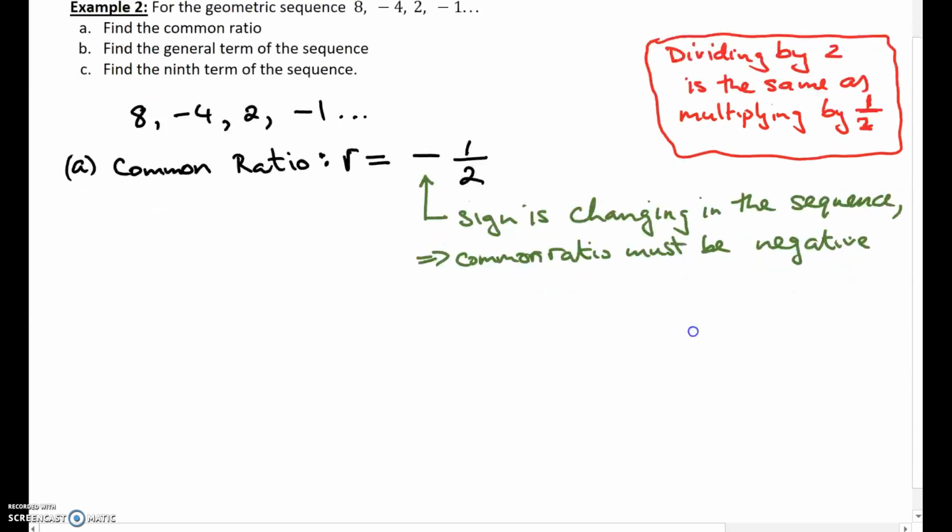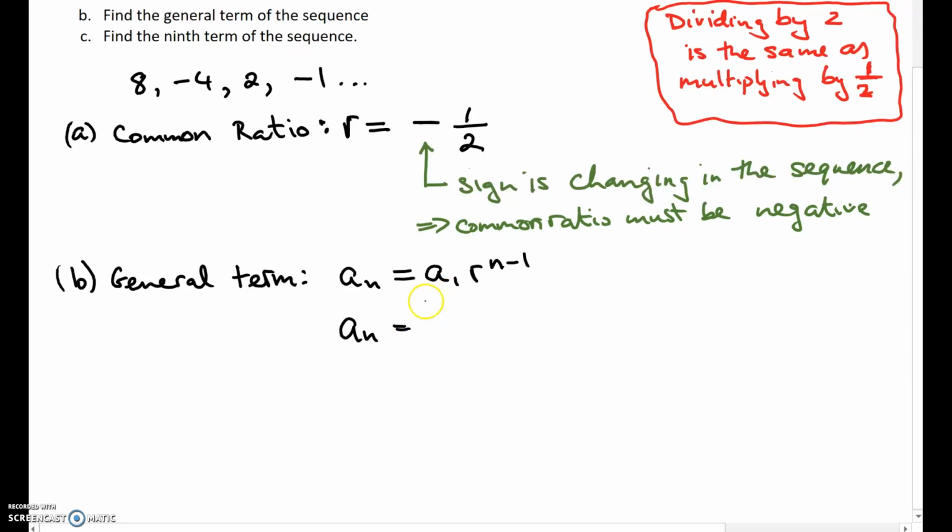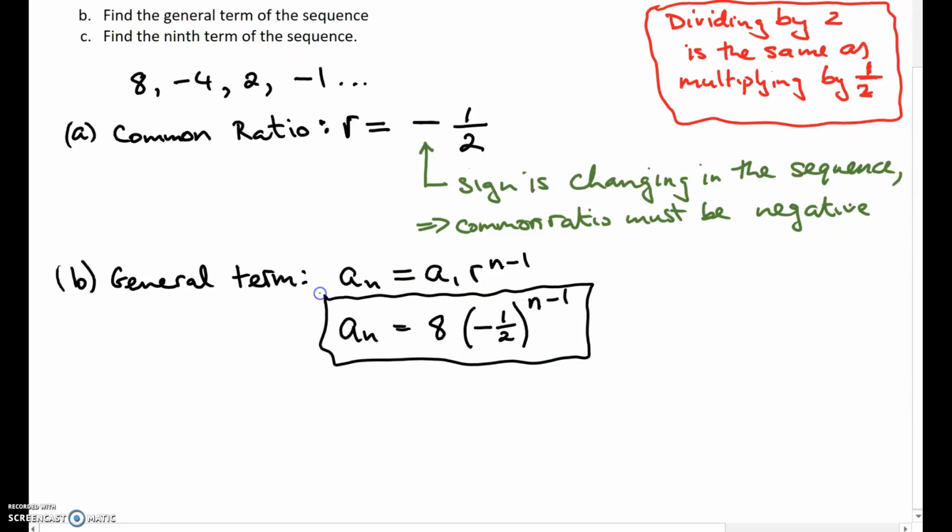Okay, find the general term of the sequence. Well, the general term, we've seen this before in the last example. The formula for the general term of a geometric sequence is an equals a1 times r to the power of n minus 1. So in this case, that's going to be an is equal to a1, the first term, that's 8, times r, which is -1/2, to the power of n minus 1. And that's it. We don't need to do any more. That's the general term.